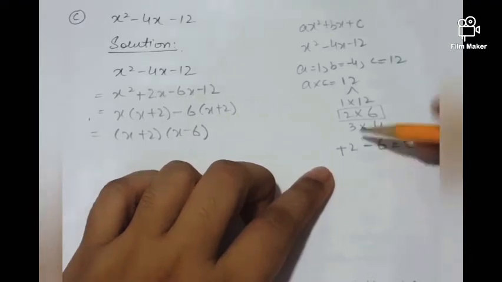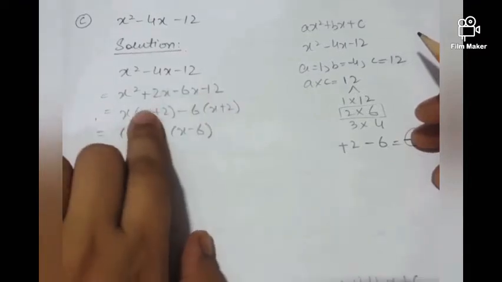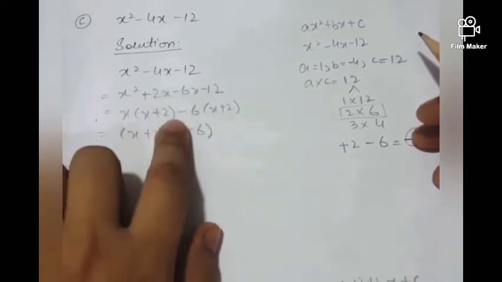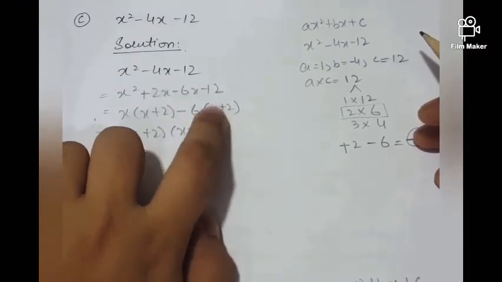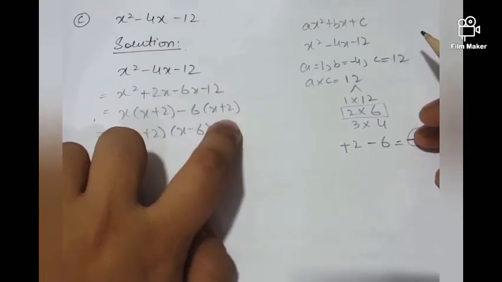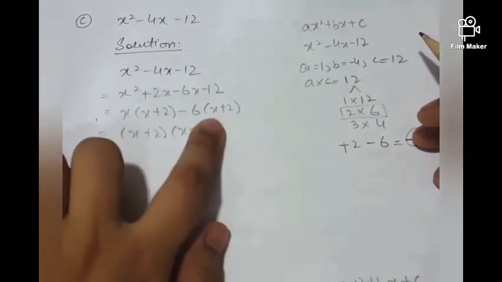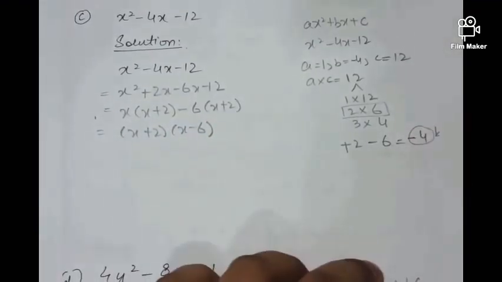Okay, so x square plus 2x minus 6x minus 12. Then x is common, x plus 2. Minus 6 is common: 6 ones are 6, 6 twos are 12, minus minus plus, minus minus plus, so the minus sign is common. x plus 2 are the same, and I will be left with x minus 6.